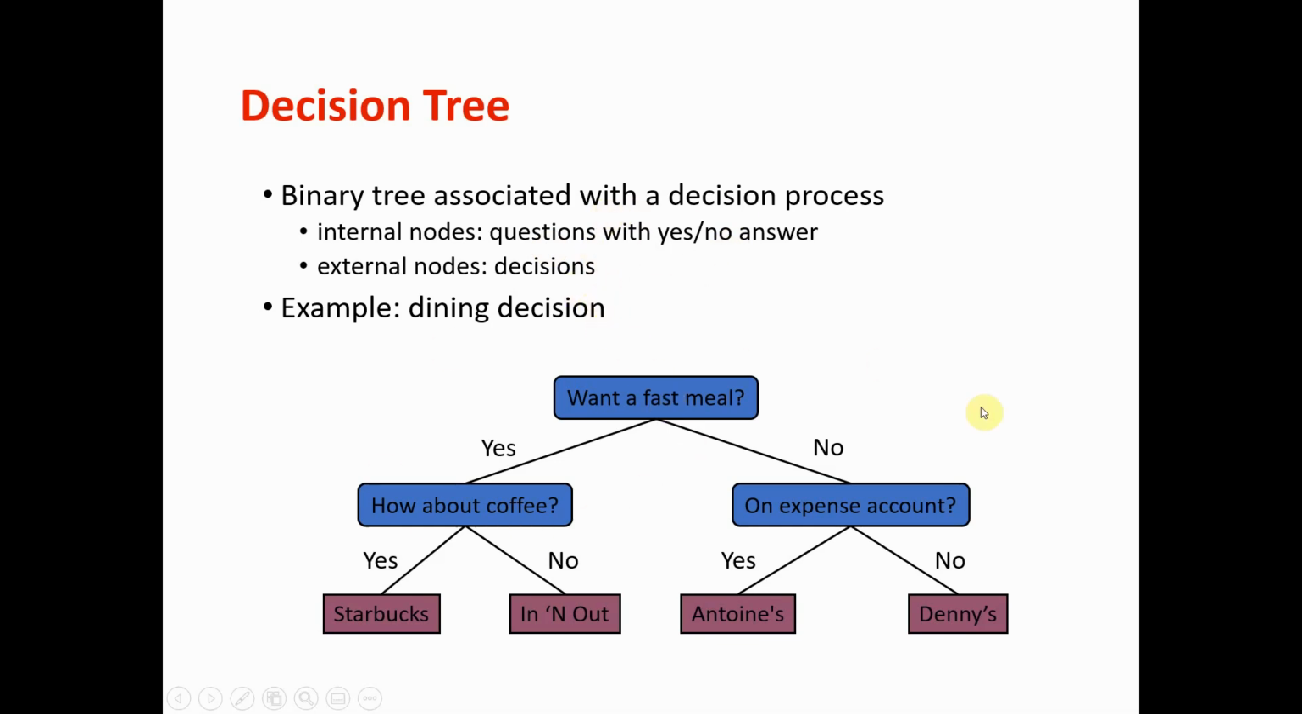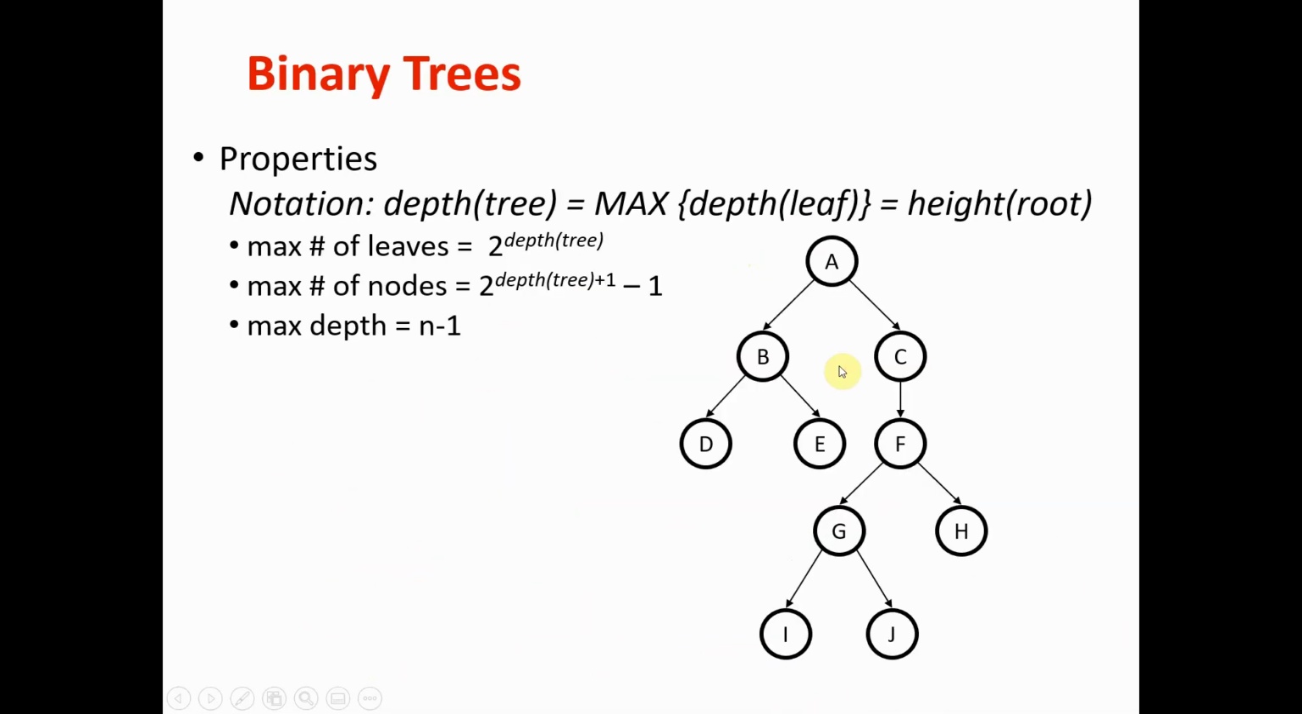So in a decision tree, the internal nodes are questions that have a yes or no answer, right? So here, if your answer is yes, you go to the left. If the answer is no, you go to the right. You have to be consistent in that notation. The internal nodes are the questions with a yes or no answer, and the external nodes are the decisions that you make based on the answers that you have, right? So this is one of the examples. You can implement algorithms and have applications in AI, artificial intelligence.